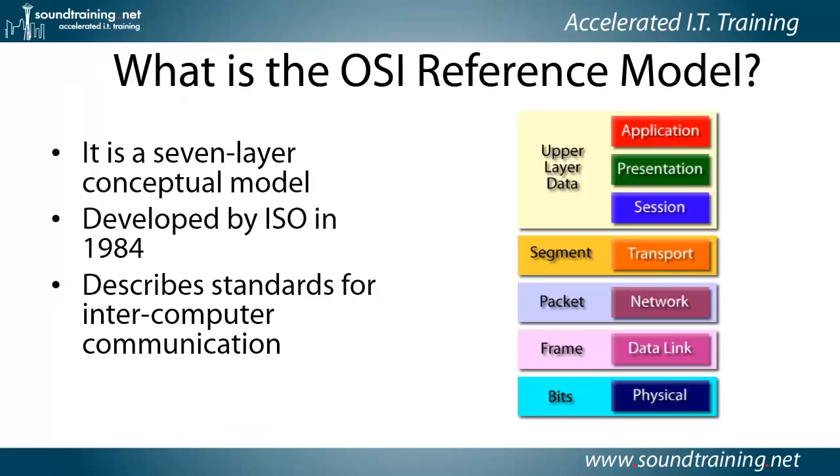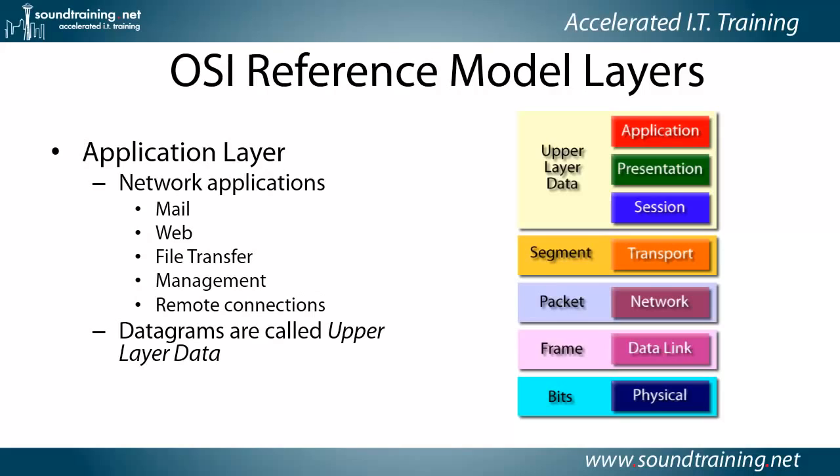It's a 7-layer conceptual model developed by ISO, the International Standardization Organization, in 1984, and it describes the standards for intercomputer communication. In other words, how does the data get from one computer on one network across cables and connectors and wireless or whatever to another computer on another network? And that's what the OSI reference model attempts to describe. Now, there are 7 layers in the OSI reference model, and let's go over each one of them just to give you kind of a broad overview.